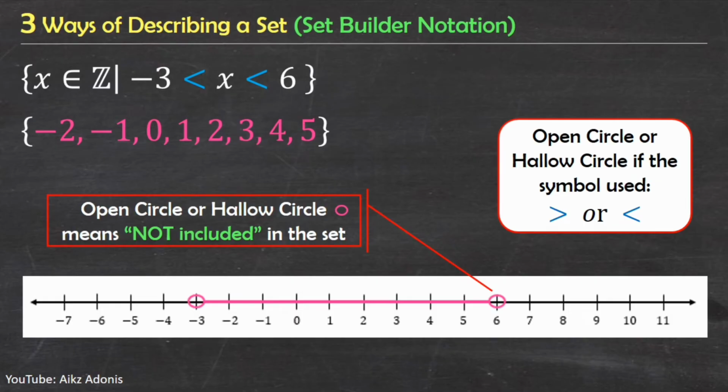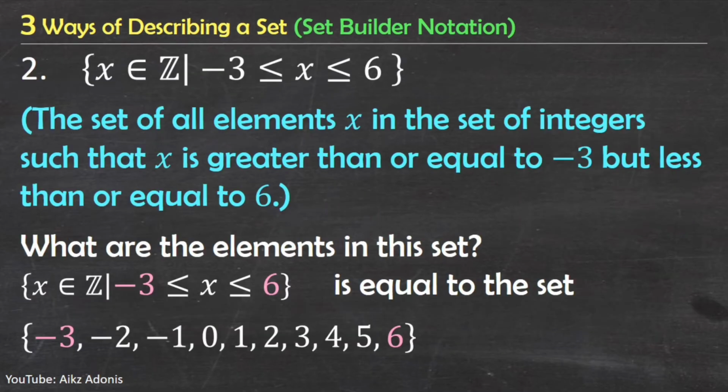Now, let's have another example. This set is read as the set of all elements x in the set of integers such that x is greater than or equal to negative 3 but less than or equal to positive 6. So, what are the elements again of this set? As you can see, the inequality symbols used are greater than or equal to and less than or equal to.